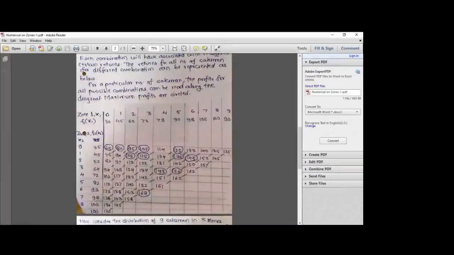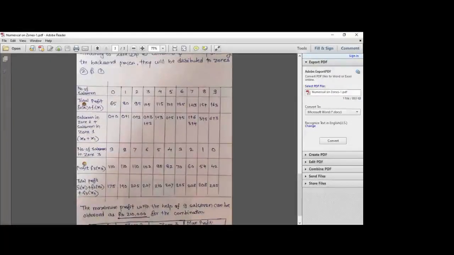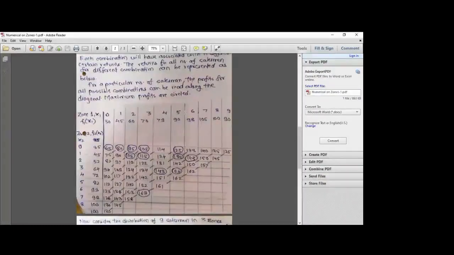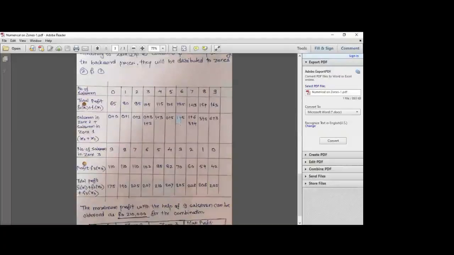Now moving towards the next, 5: the maximum value is 125, and it came across 0 and 5. So I'm going to write it here, 0 and 5. Next, for 6, the maximum value is 135, and it came for 1 plus 5. So 1 plus 5 here.